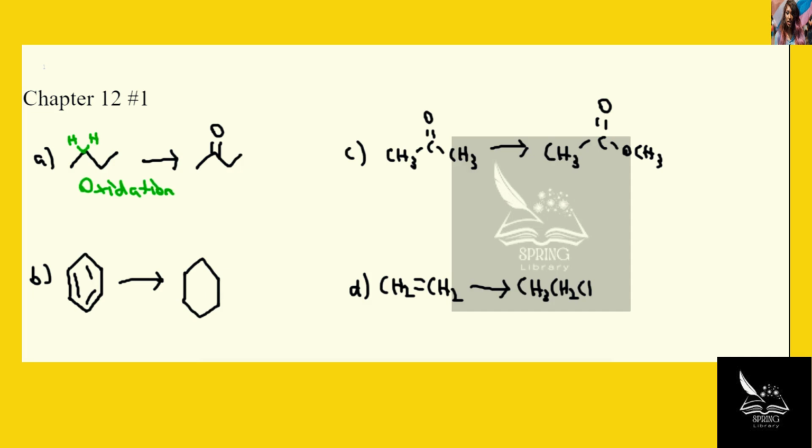Looking at B, we've added 6 hydrogens to this molecule. And so this is going to be a reduction. And so remember also oxidation and reduction can be changes from double bonds to single bonds, or double to triple, or change in the number of bonds. So going from double bonds to single bonds is going to be a reduction.